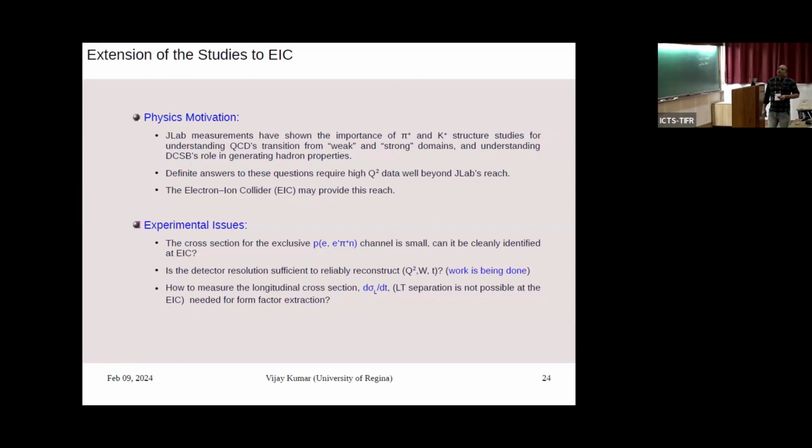So there are experimental issues that we have right now. The cross section of this reaction is actually very small. So we need to understand whether it can be clearly identified at EIC, and whether the detector resolution is sufficient to reliably reconstruct Q square and W, t. Work is being done for this study, and this is actually the tricky part. In this case, from EIC data, we cannot do LT separation, so we need to have some model to get the transverse cross section and then subtract the transverse cross section from the total cross section.